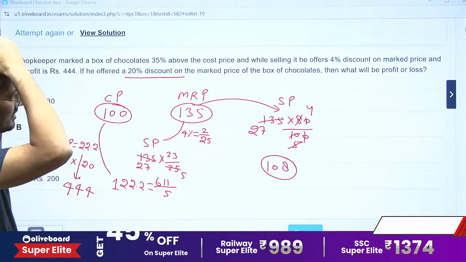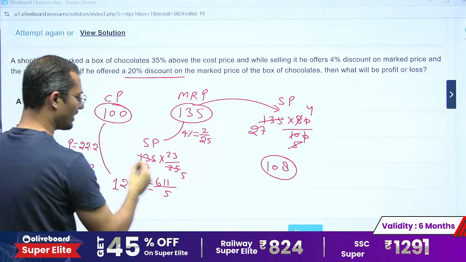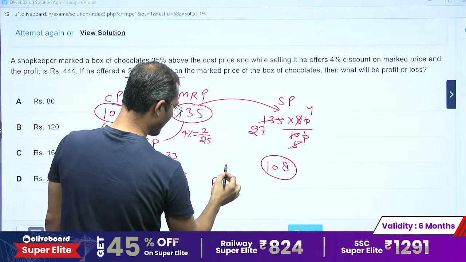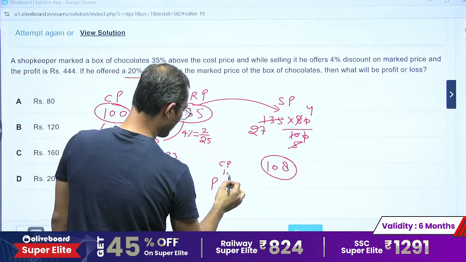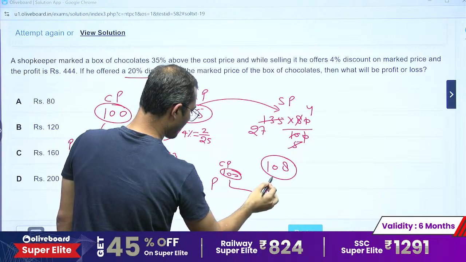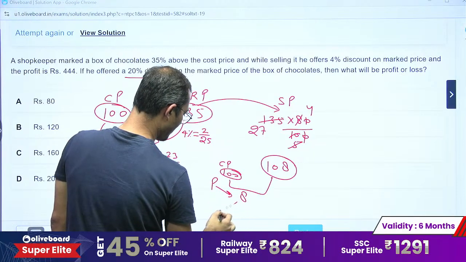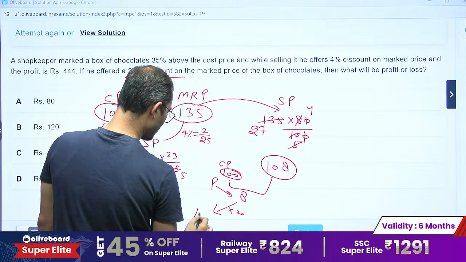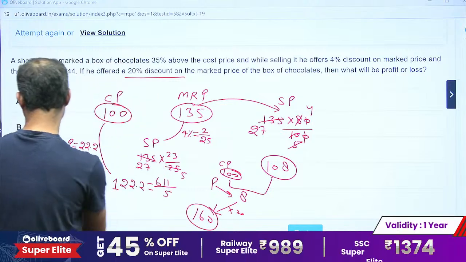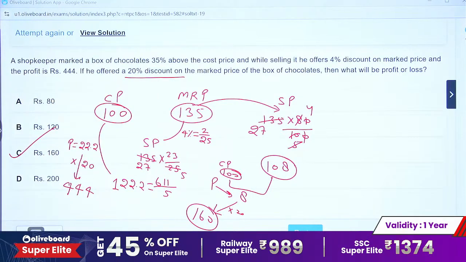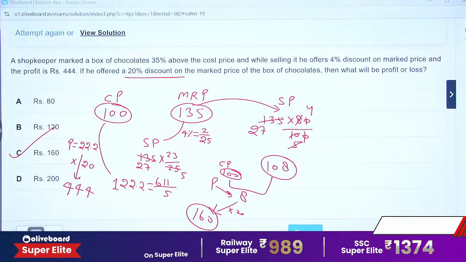So what will be the profit or loss? So here, see, CP is 100. So the profit is what? Profit is going to be 8 into what? 20, right? So we can say that 160 is the right answer, right? So see how we can calculate it. So 160 is the right answer. Yes, 160 is the right answer. I think this is clear.